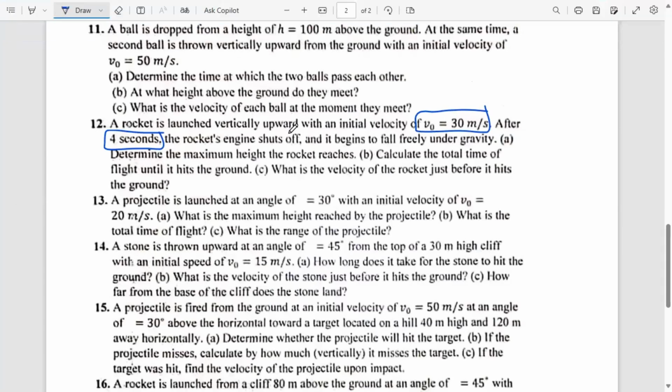Let's look at something else. And this one, I guess it should be the last question. Question 14 is saying, oh, is it 14 or 13? It's 13. Question 13 is saying a projectile is launched at an angle of 30 degrees with an initial velocity v0 equal to 20 meters per second. What is the maximum height reached by the projectile? And question B, what is the total time of flight? What is the range of the projectile?